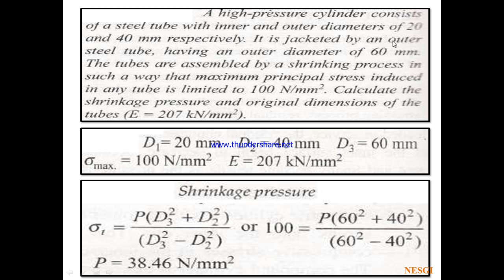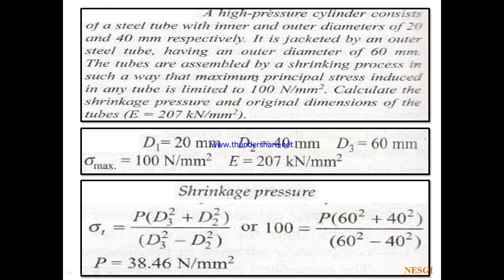It is jacketed by an outer steel tube having an outer diameter of 60 mm. Means it is a cylinder and it is jacketed by a steel tube with an outer diameter of 60 mm. Means it is a compound cylinder with inner D1 is 20 mm, D2 is 40 mm and D3 is 60 mm. The tubes are assembled by shrinking process in such a way that maximum principal stress induced in any tube is limited to 100 Newton per mm square.